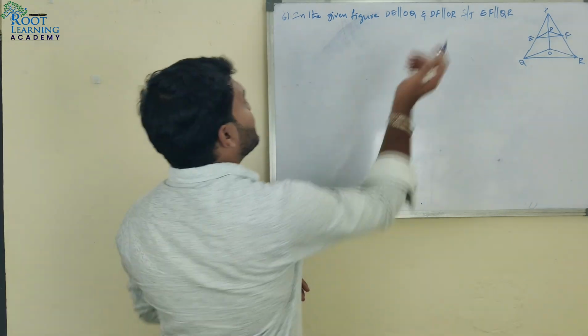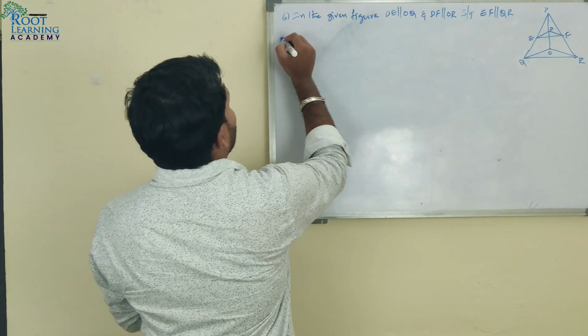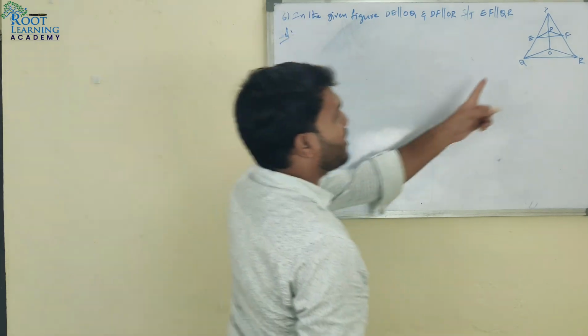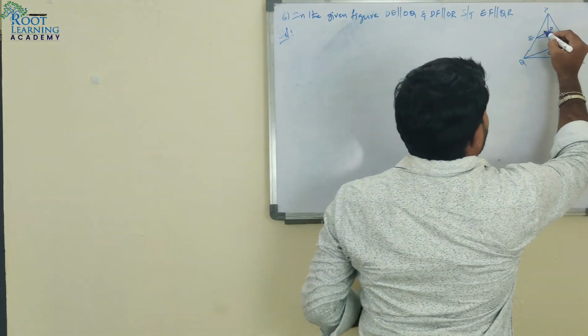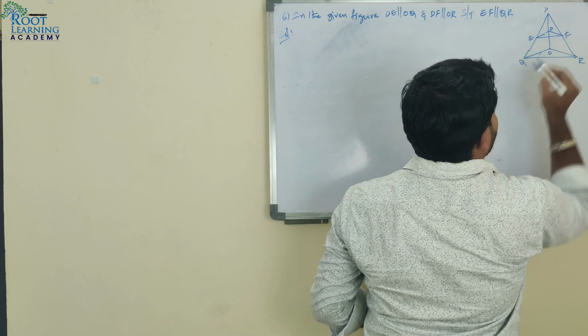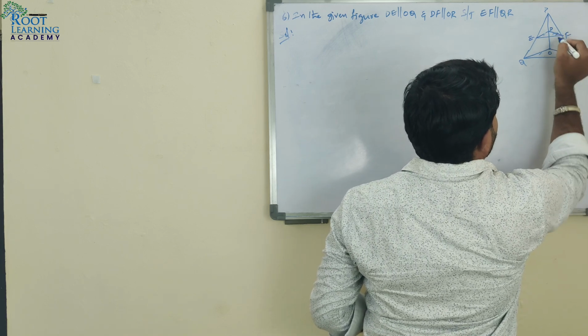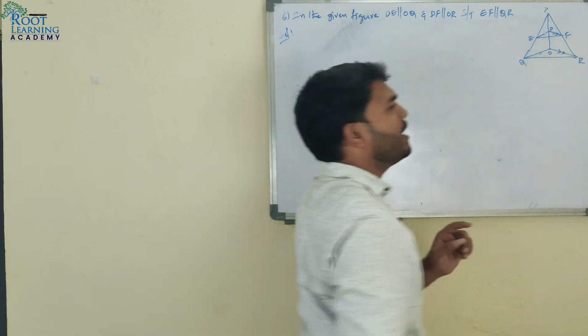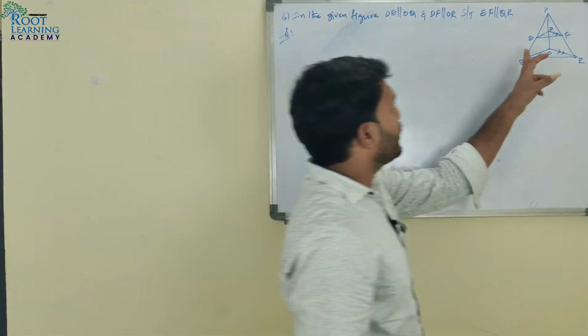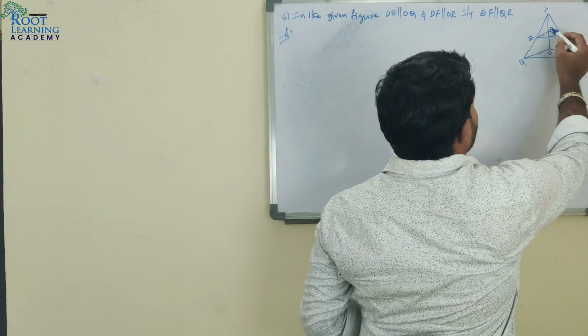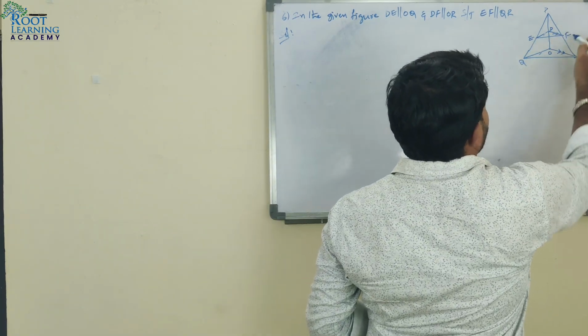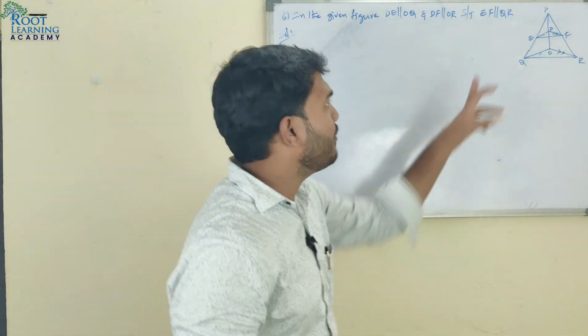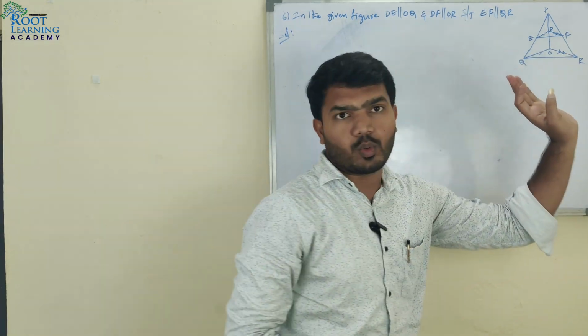Let's see. So, solution, in the figure already you can see these two lines are parallel and these two lines are parallel. He already mentioned in the question. So this is ED is parallel to OQ and DF is parallel to OR. We have to prove EF is parallel to QR.